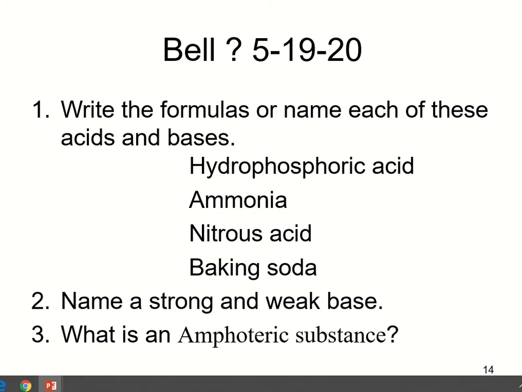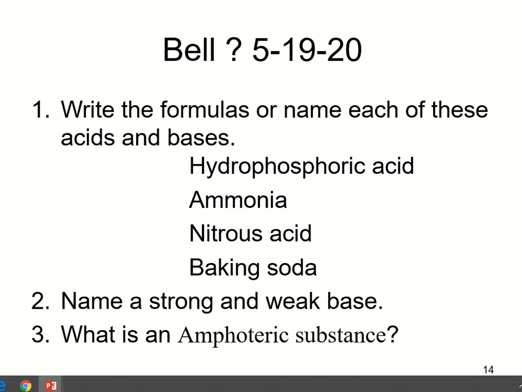For today's spell work, I'd like you to take a look at the formulas or name of each of these acids and bases. I have both mixed here, and I would like you to write out the formulas from the names that are here. So I have hydrophosphoric acid, ammonia, nitrous acid, and baking soda. You want your green sheet because some of those are written on the bottom.